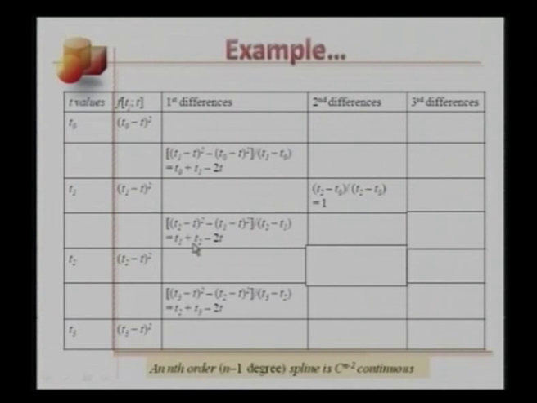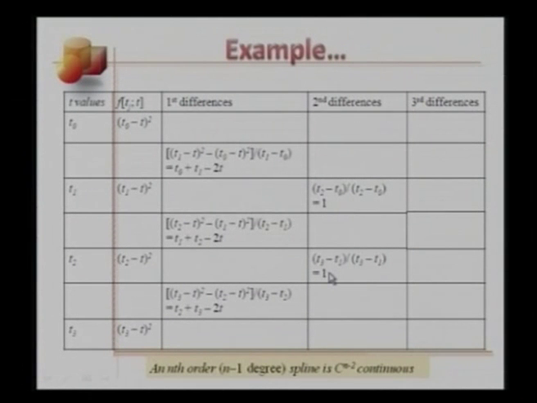For the second differences, we will use this information and this information here. So (t1 plus t2 minus 2t) minus (t0 plus t1 minus 2t) over t2 minus t0, which will be equal to (t2 minus t0) over (t2 minus t0), and this would be equal to 1. Likewise, using this row here and this row here, the second difference would be (t3 minus t1) over (t3 minus t1), which is also equal to 1.